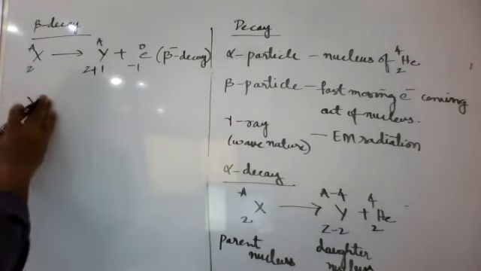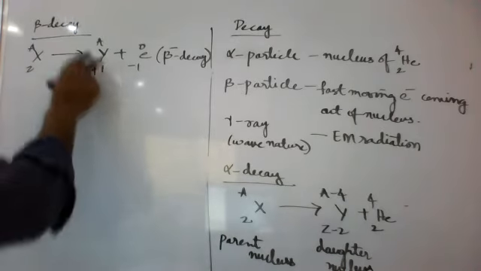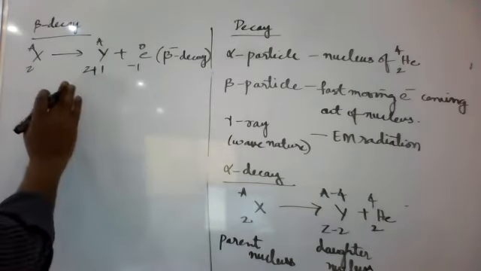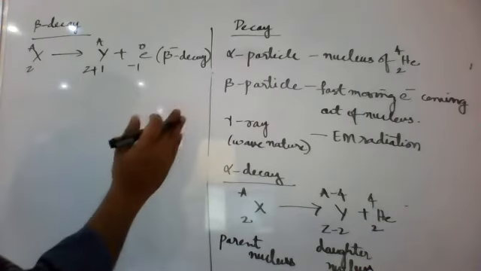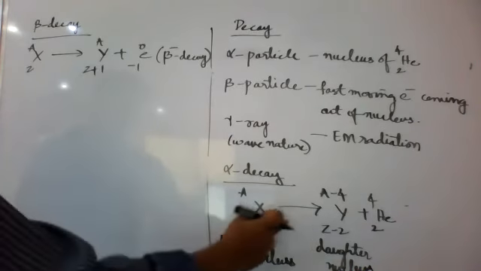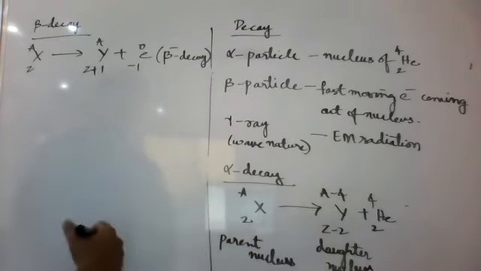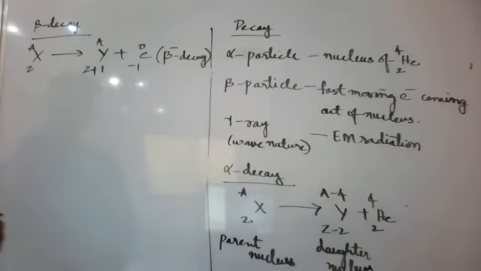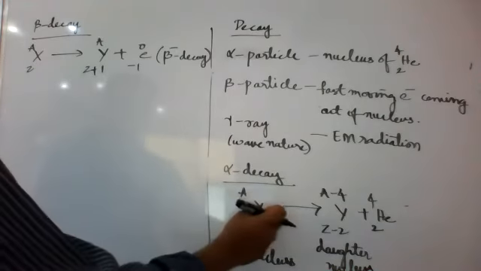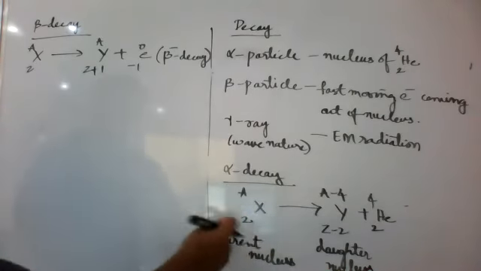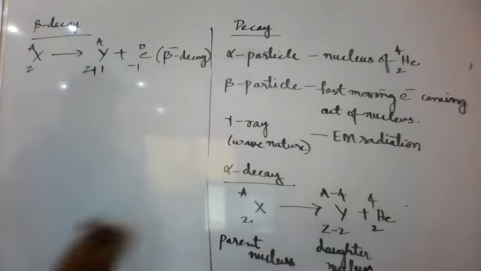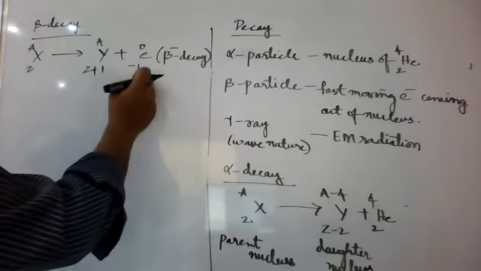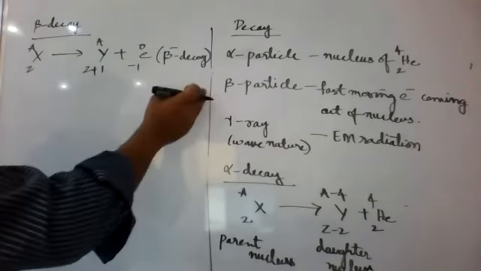In this case, atomic number increases by 1, atomic mass remains the same. It means it will shift one element towards the right. In alpha decay, it shifts two elements towards the left. Here in this case, one element towards the right.